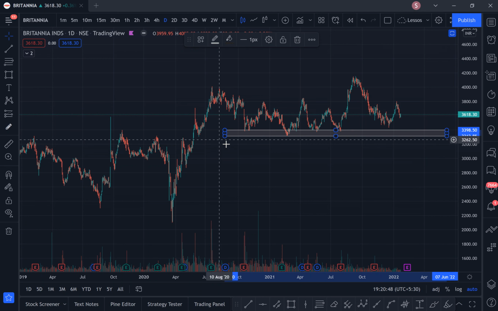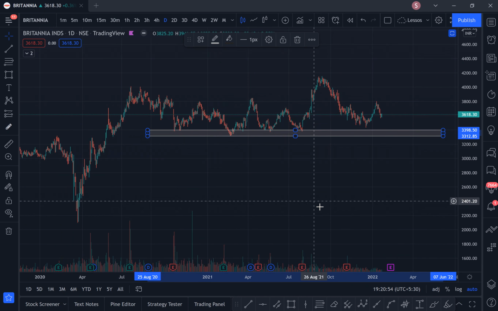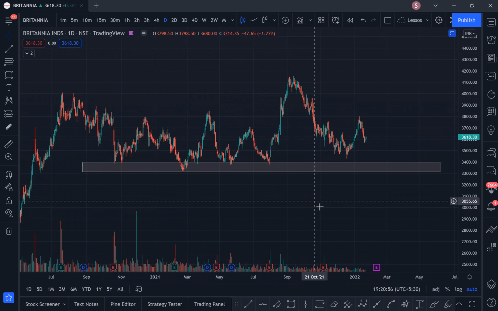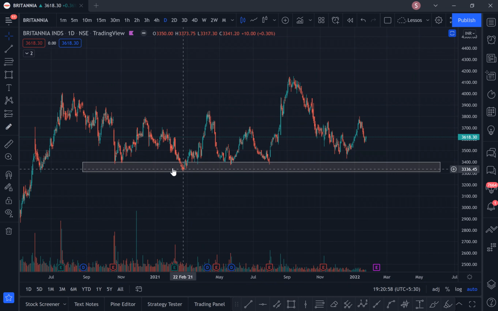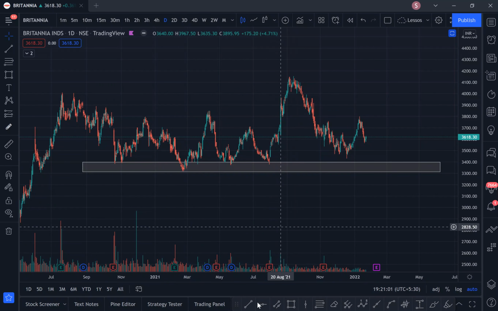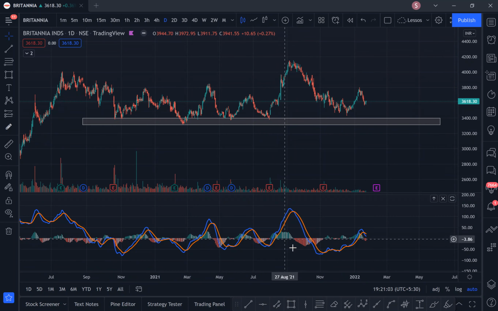All right, clear. So first bounce happened, second bounce I would have drawn here, and maybe third and fourth was not visible to me. So whether I should take a trade or not. So let's see, after the first two bounces we would have drawn the support line. So now let's go and check out for MACD.